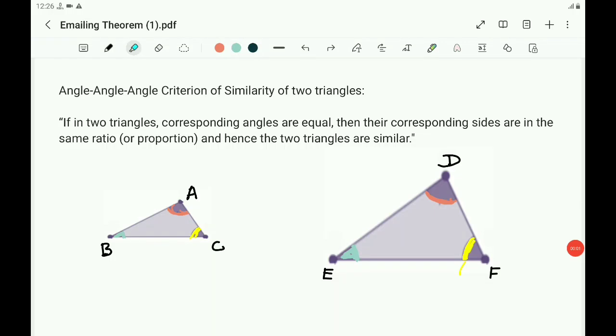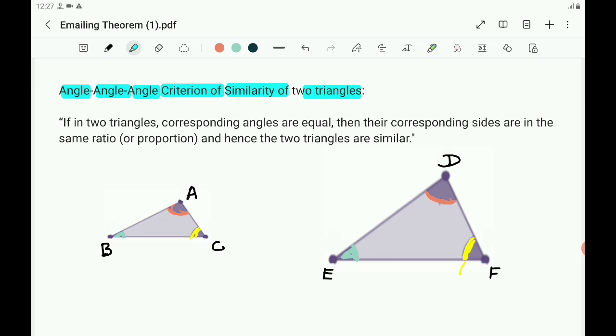Dear children, now let us state and prove the angle criterion of similarity of two triangles. In short, you can say the AAA criterion of similarity of two triangles. The question may be of 4 marks or 5 marks, but in any way, we have to write the statement, then draw the sketch. After that, we have to prove the theorem.